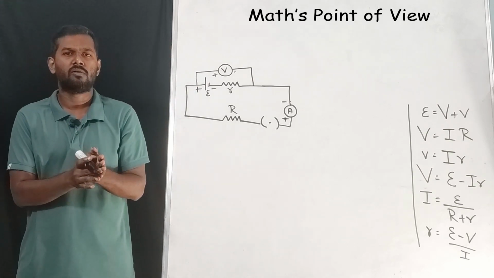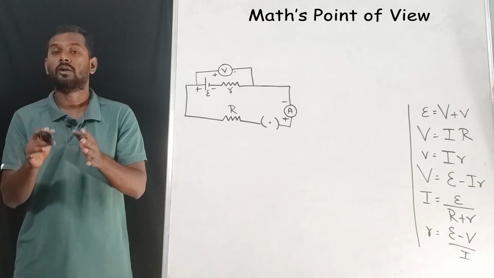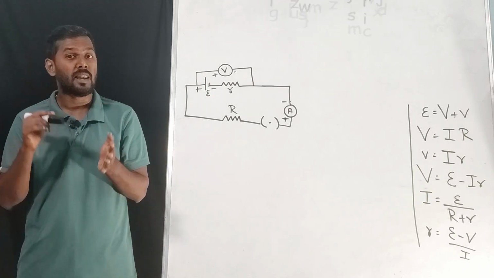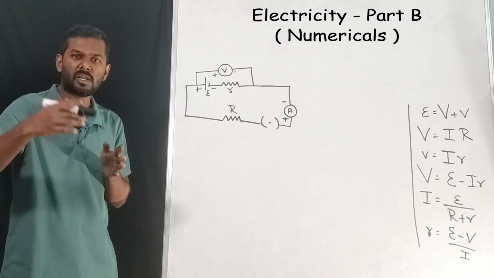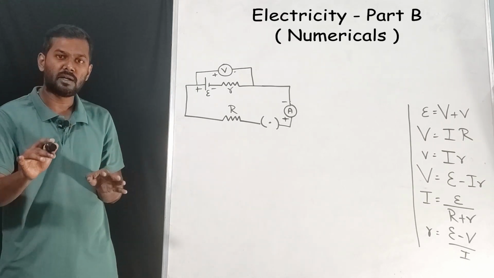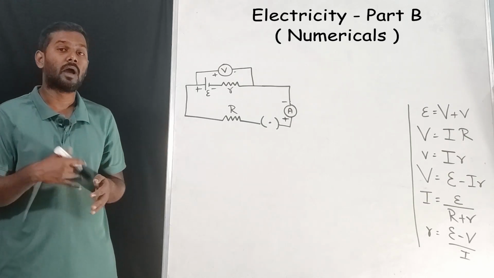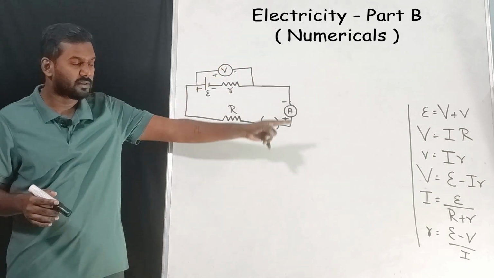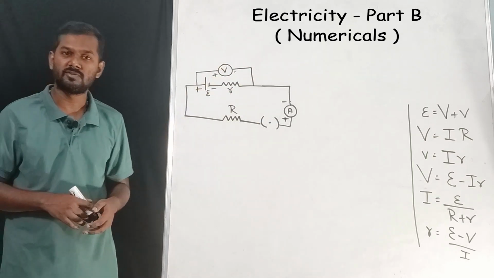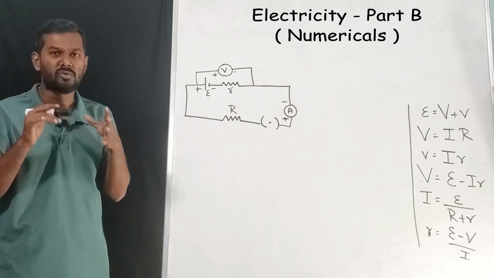Today we are going to solve the toughest problems in the physics textbook according to the students. That is nothing but electricity part B numericals. In electricity, all the three parts have numericals. In that, part A and part C numericals are easy compared to part B. But as I say, if you understand the inner meaning of the terms which we are using in the numericals, then this chapter is also very easy to solve.